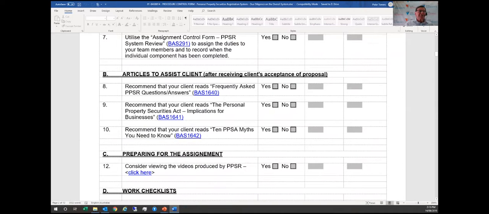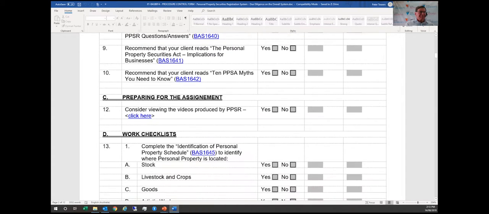Section B has some articles to assist the client to have a better understanding of the tremendous risks that are involved for businesses who do not elect to register customers or people that they have assets stored with or leased to on the Personal Property Securities Register.